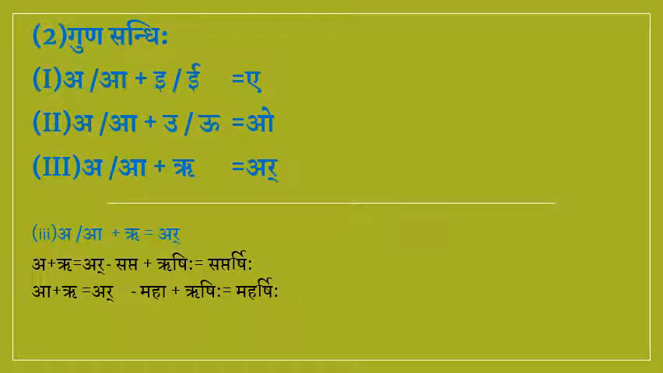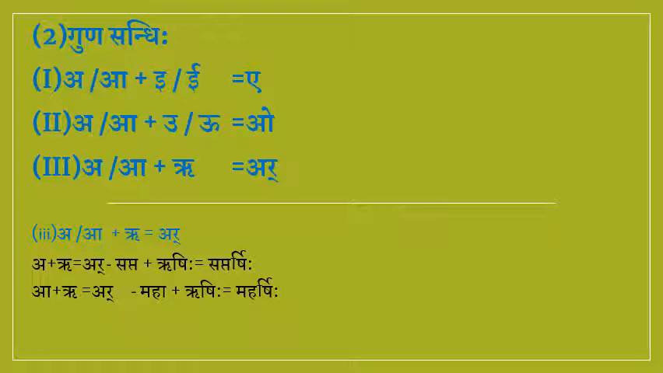The first word can end with A or Aa, and the second word can begin with R, then it becomes Ar. For example, Sapta plus Rishihi. So in Sapta, the word ends with A, and in Rishihi, the word starts with R. So it changes into Ar. When we put them together, it becomes Saptarshihi.